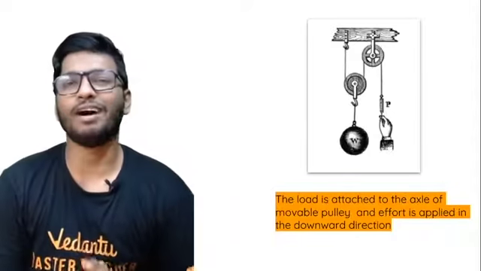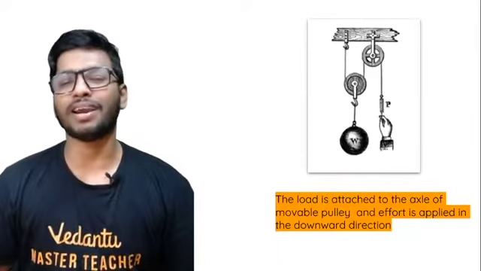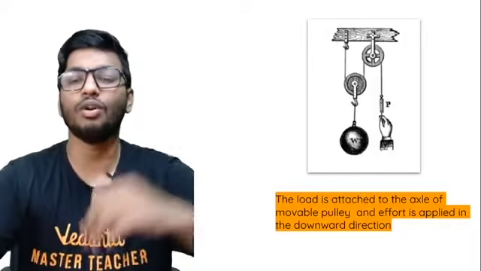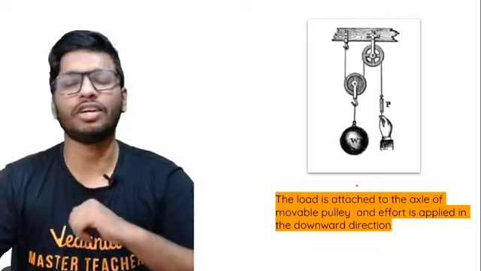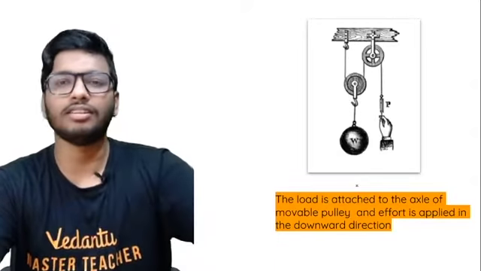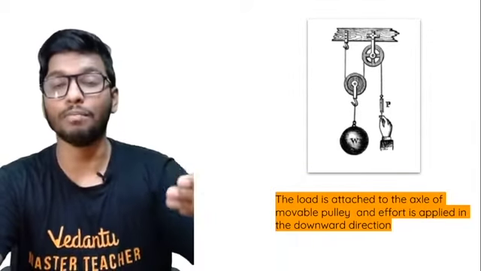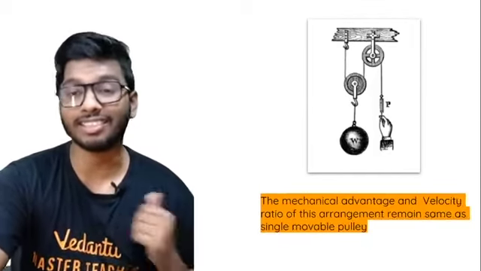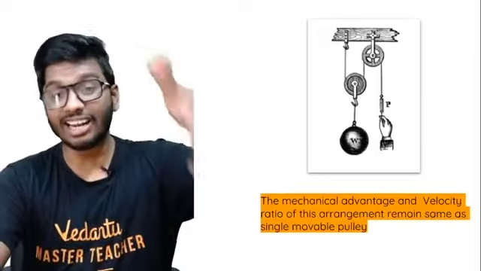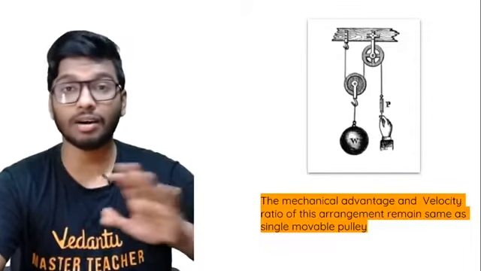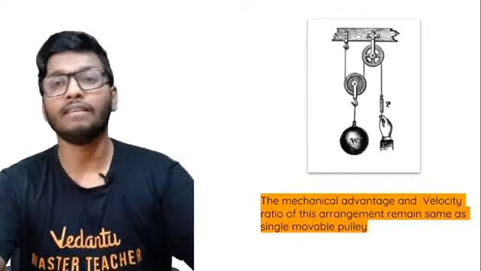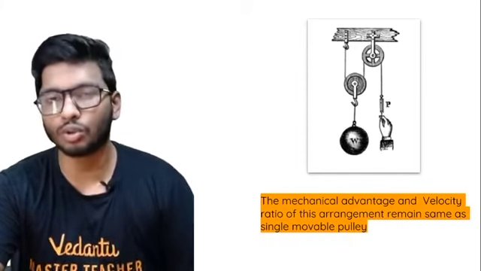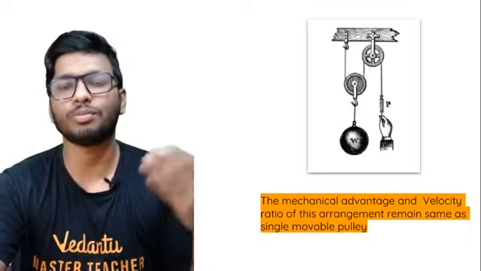That is it from the teaching perspective, but now we'll also have a lot of questions based on it. So this is how it would look like. The load is attached to the axle of the movable pulley and the effort is applied in the downward direction. So again, the convenience in direction, and more importantly, it is also acting as a force multiplier. So win-win situation, and that's the best thing that you can do. Now the mechanical advantage and the velocity ratio would also be the same as the single movable pulley, which is nothing but velocity ratio is 2, mechanical advantage is also 2, and the efficiency would also be 100%.